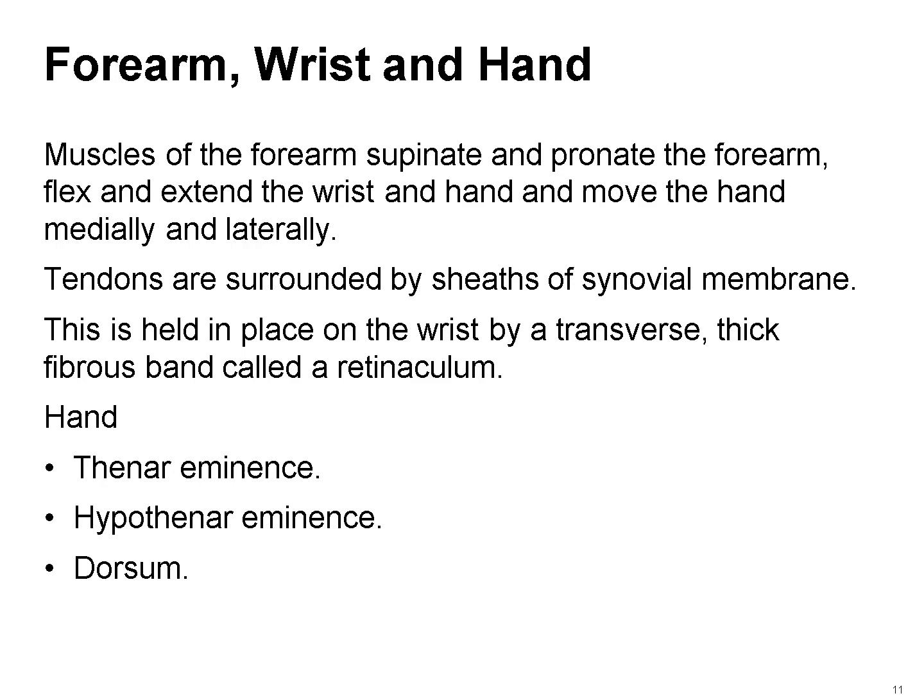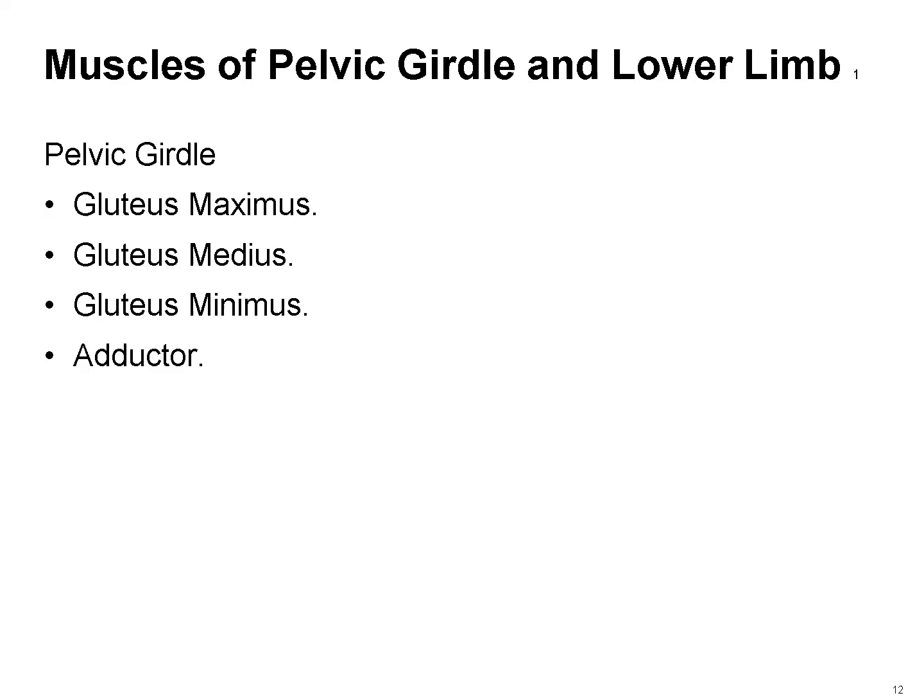Dorsum is the back of the hand, where the tendons of the extensor muscles are visible. They allow extension and delicate positioning of the fingers. Let's discuss the muscles of the pelvic girdle and lower limb. The gluteus maximus is the largest and most superficial muscle, forming the buttocks' contour.